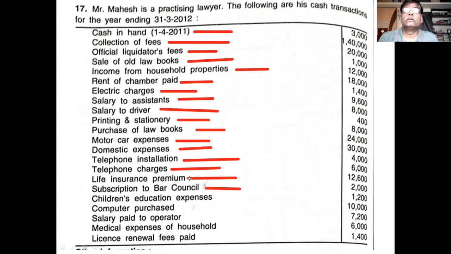Subscription to bar council, P&L account. Children education, personal expense, goes to income and expenditure. A computer purchase, asset, goes to balance sheet. Salary to operator goes to P&L account. Medical expense, personal expense, goes to income and expenditure. License renewal, paid fees, P&L account. Okay. These are the items related with P&L account. P&L account means profession. Profession means personal. Okay.